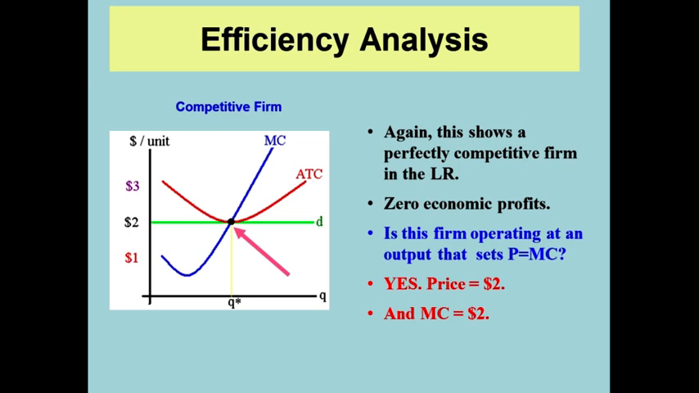So do we have price equal to marginal cost here in the model of perfect competition? We do. So we would say that this firm is allocatively efficient.